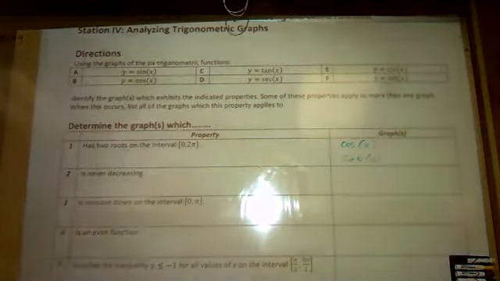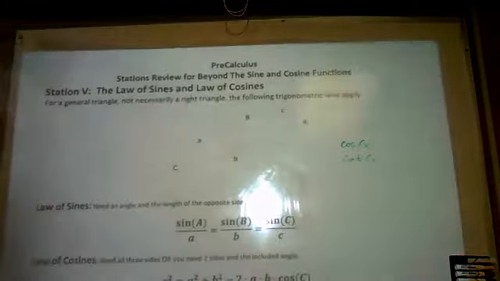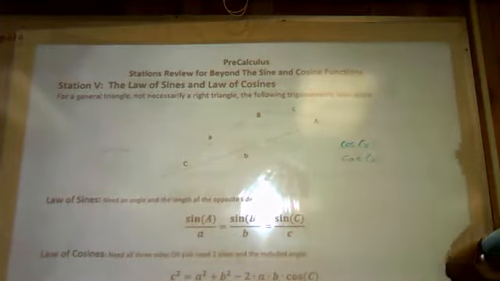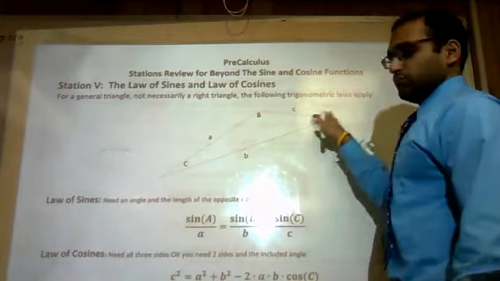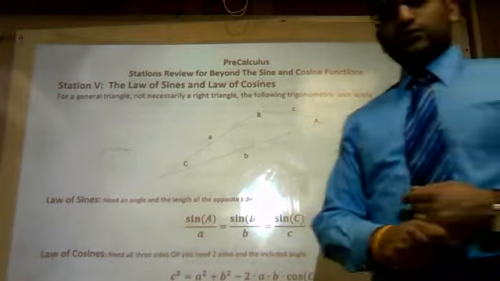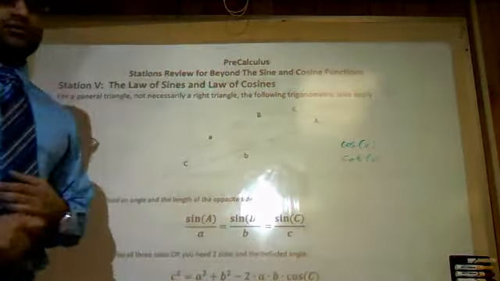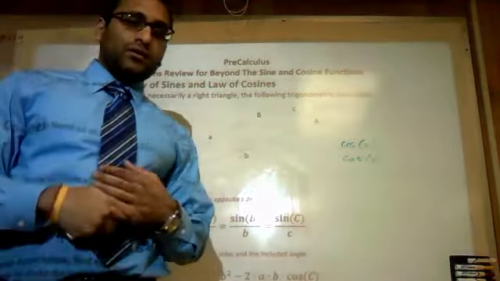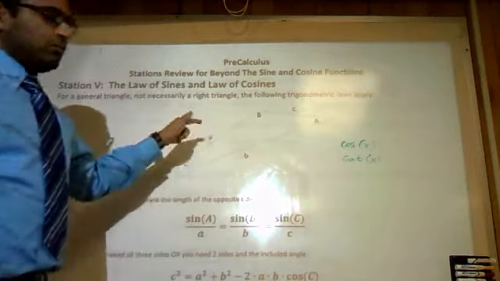So, moving on to section number 5. Section number 5 is just a review for a general triangle, not necessarily a right triangle. We know that these general rules and these trig laws apply. We know that whenever we have an angle and its corresponding side, we can use the law of sines in order to find the other side or the other angle, given that we have that one other piece of information.